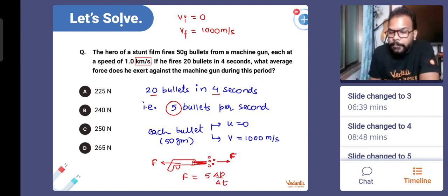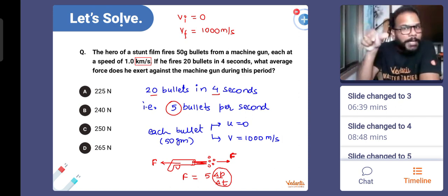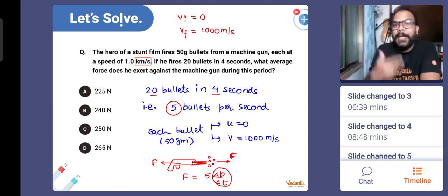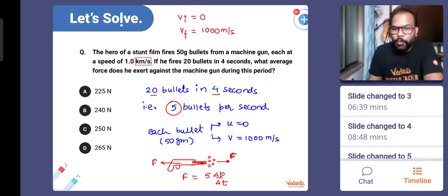Are you getting this point? When we calculate only delta P by delta T, we get the force acting on 1 bullet. Only on 1 bullet. But how many bullets are coming out in 1 second? 5. So when you are defining the force, you define it for 1 second. You are defining the force as change in momentum upon change in time. Change in time is taken as 1 second. So in 1 second, how much momentum is changed? For 1 bullet, the momentum is changed in less than 1 second. So you have to take how many bullets? 5 bullets. 5 bullets in 1 second are actually feeling that force together.